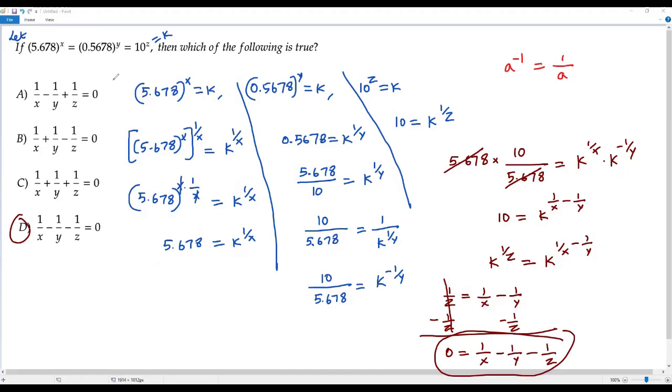So in the given answer choices, the statement I have in answer choice D is true. The correct answer choice for this question is D.